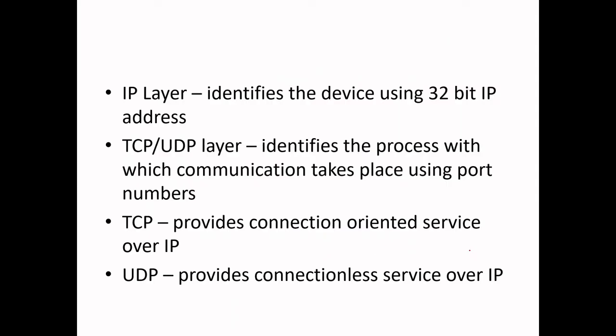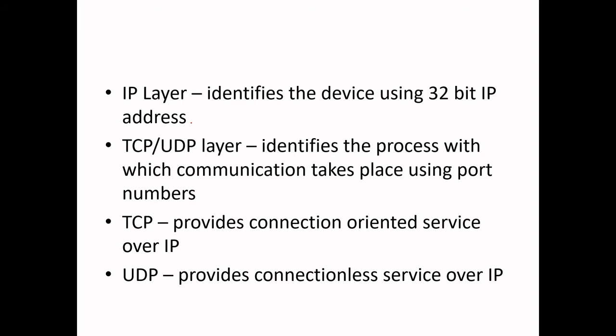Okay, now the TCP UDP layer identifies a process with which communication takes place using port numbers. We didn't mention this. So in a network, we know that our machines are connected in order to share resources or information and so on. And the 32-bit IP address is a logical address which is used to identify every machine. So in a network we can identify a machine using an IP address.